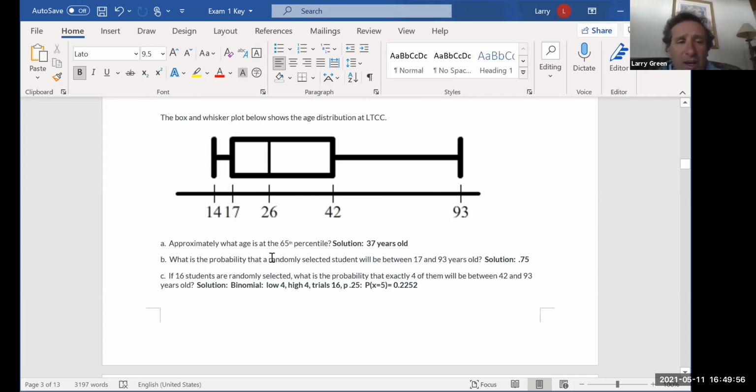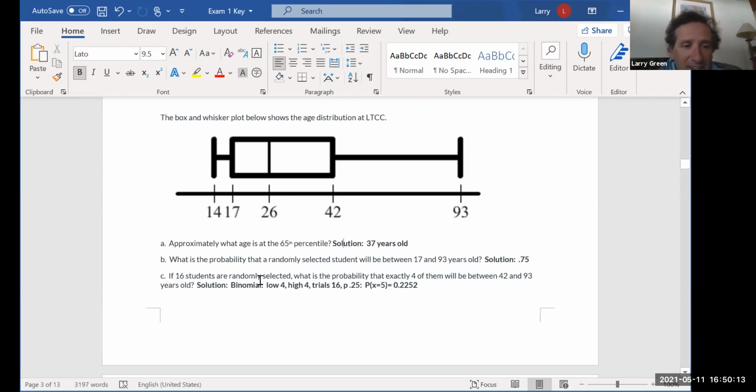Any questions on A and B? Okay, there's no work to show. You just look at it and answer the question. It's very quick if you know how to read the box plot and are thinking that, yeah, I'm just reading the box plot.